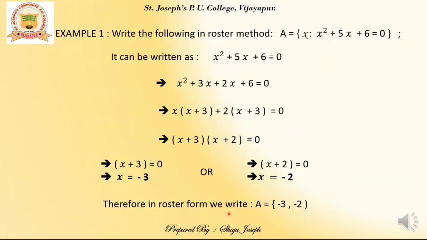Therefore, in roster form we write set A is a set which contains minus 3 and minus 2. Pardon me, let me repeat. A is a set of minus 3 and minus 2. We can also say A contains minus 3 and minus 2.